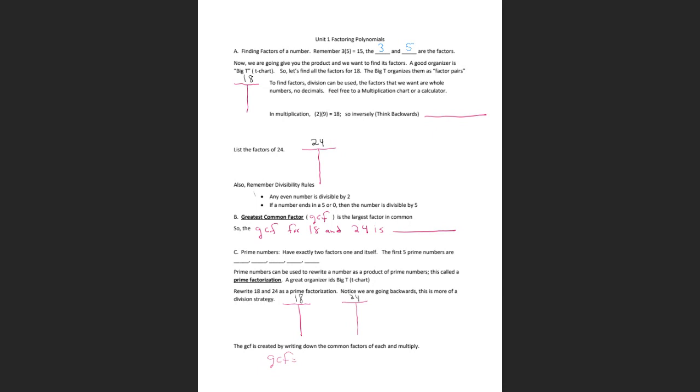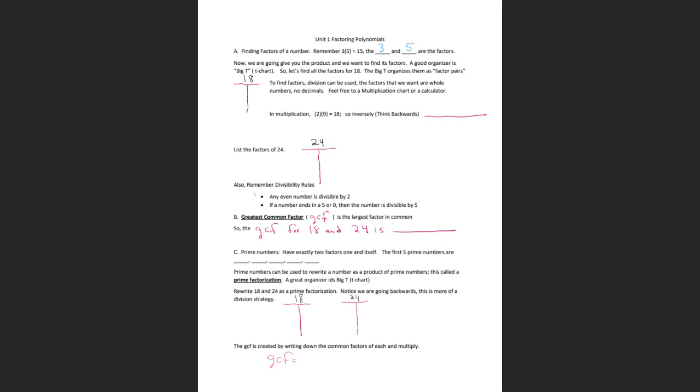Now, to find factors, division can be used. The factors that we want are whole numbers, not decimals. So we don't want any decimals. Feel free to use the multiplication chart that we had in class, or download one from the internet, that's fine, or just use your calculator. And remember, if you use your calculator, no decimals.